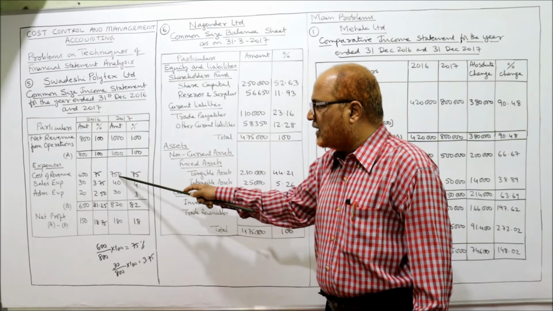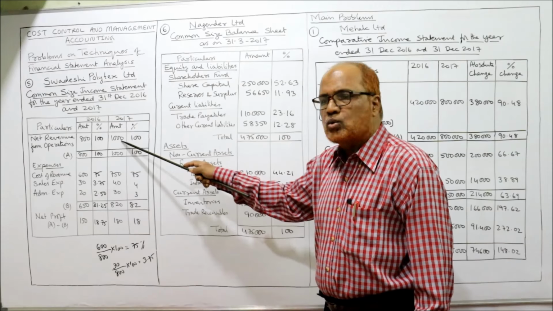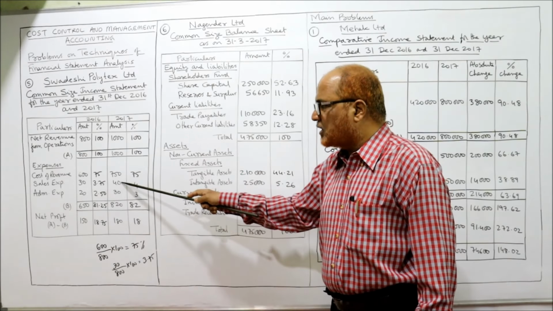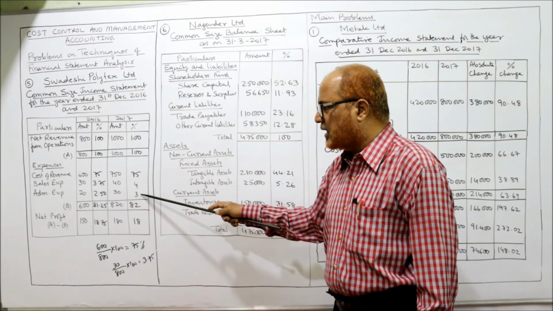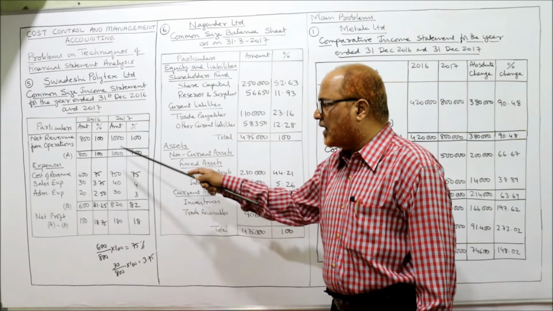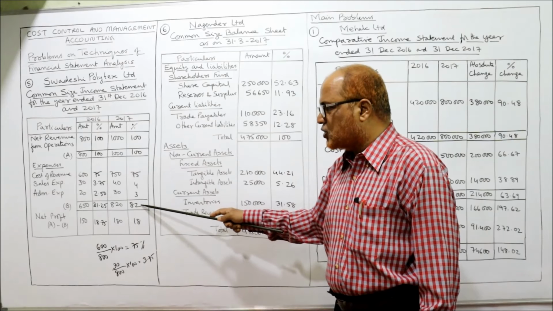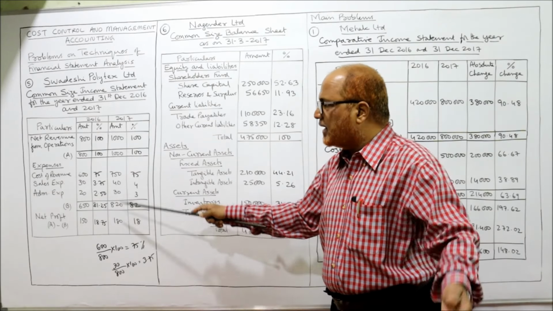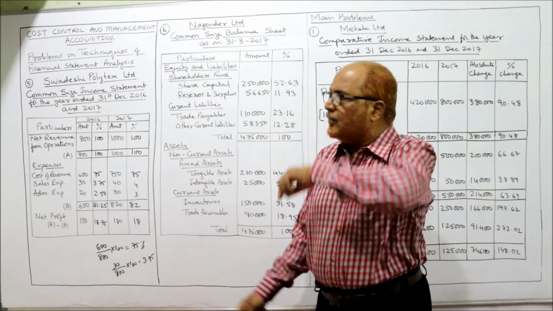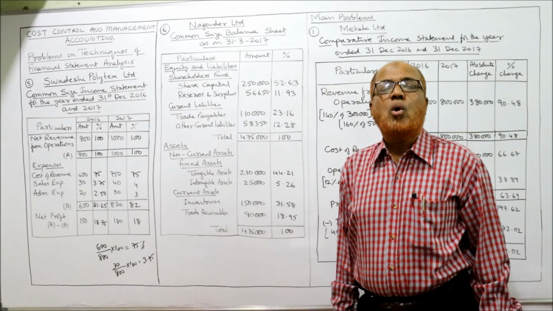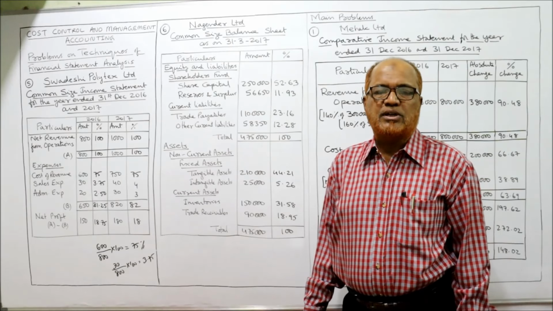So 750 divided by 1000 into 100, 75. 40 divided by 1000 into 100, 4. 30 divided by 1000 into 100, 3. 820 divided by 1000 into 100, 82. So 180 divided by 1000 into 100, 18. That's all. This is the problem on common size income statement.